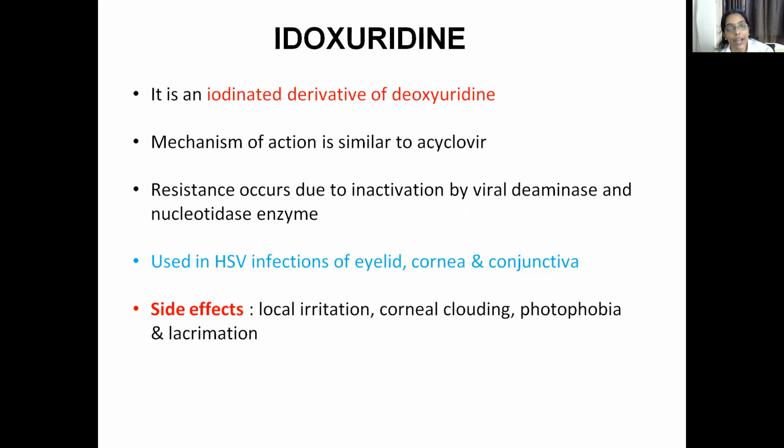It is there in the name itself, it is an iodinated derivative of deoxyuridine. Mechanism of action is similar to acyclovir. Additionally, it also gets incorporated into the viral DNA and causes chromosomal breakage. Resistance occurs because of inactivation by viral deaminase and nucleotidase enzymes. It is used mainly in HSV infections of the eye. Side effects are local irritation, corneal clouding, photophobia, and lacrimation.